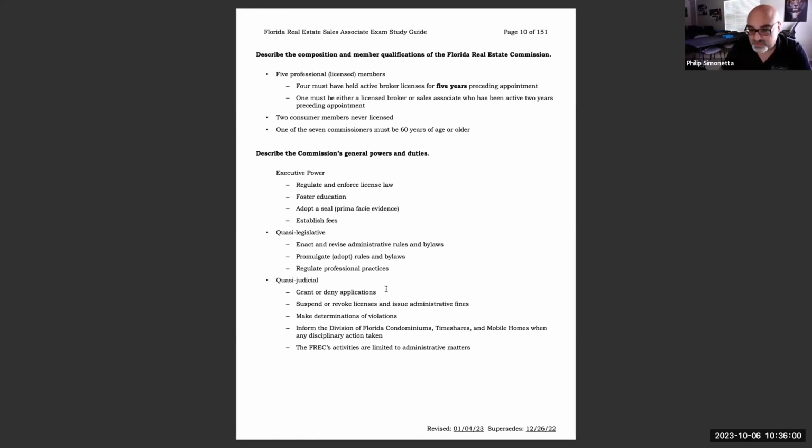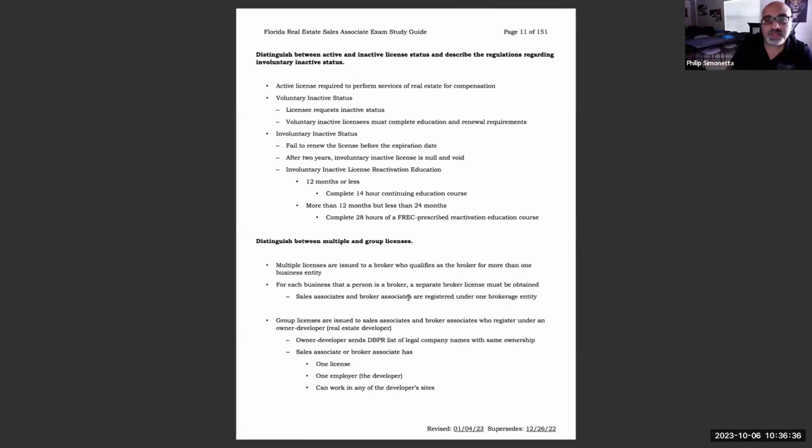They're quasi-judicial. So that means they can grant and deny applications, suspend or revoke licenses, and issue administrative fines. They make determinations of violations. They inform the Division of Florida Condominiums, Timeshares, and Mobile Homes when any disciplinary action is taken. You remember seeing that concept on our practice exam, right? The FREC's activities are limited to administrative matters. So they're handling all administrative matters, and that's all they're limited to do. Okay.